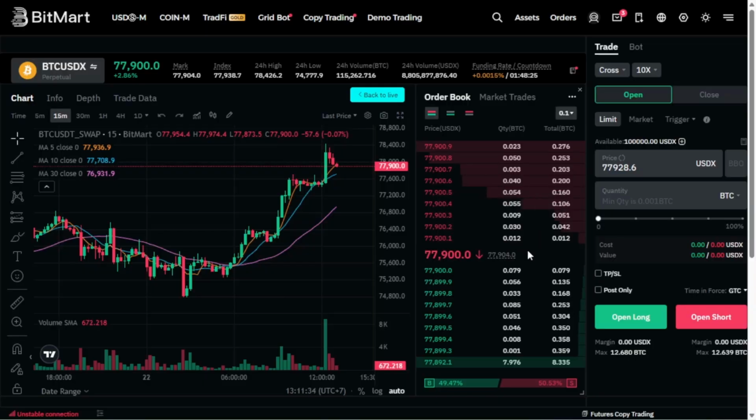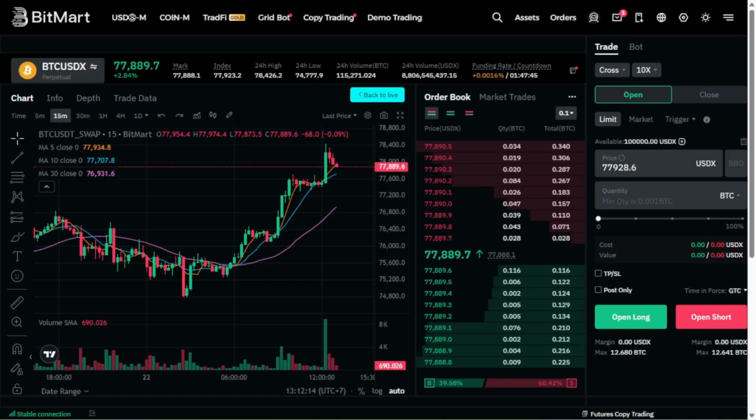Beside the chart, we have the order book. It shows all the current buy and sell orders on the exchange. Green represents buy orders and red represents sell orders. The order book can help traders see supply and demand at different price levels, while also giving you a sense of the asset's liquidity, meaning how much buying and selling interest there is at each price level.